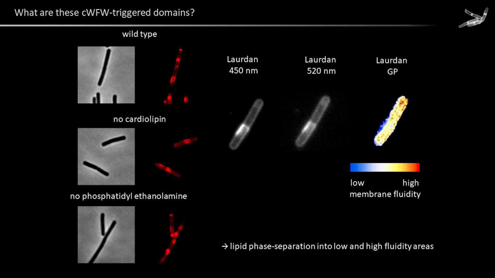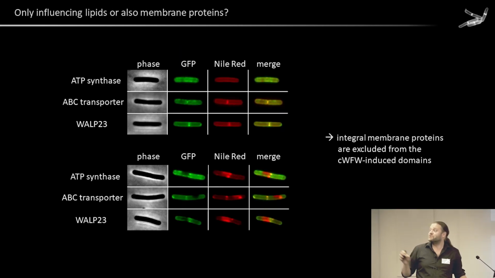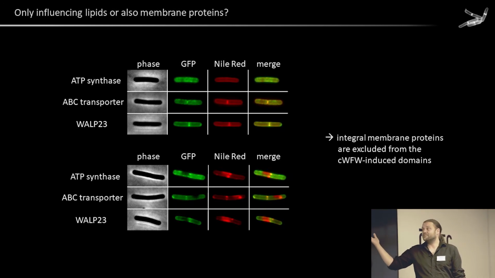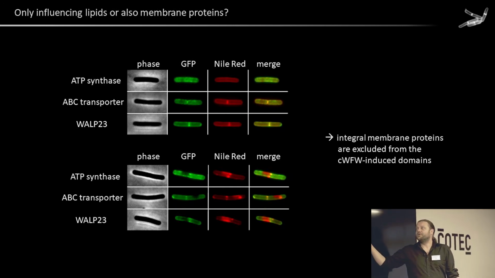But this is not only affecting lipids, it has a huge consequence on the membrane proteins. If we look at this as a representative, though we showed in the paper we looked at a lot of other proteins too, is ATP synthase, one ABC transporter, and WALP23.